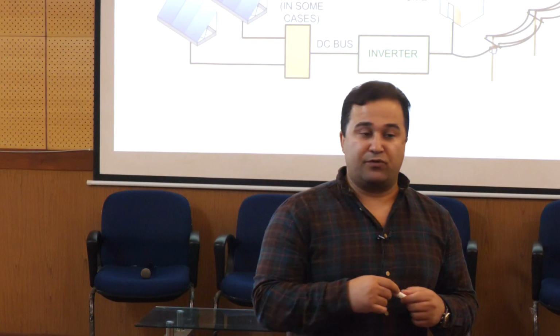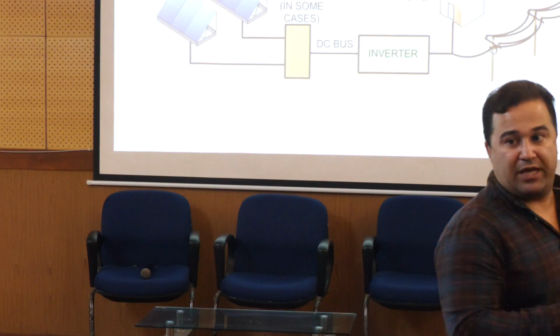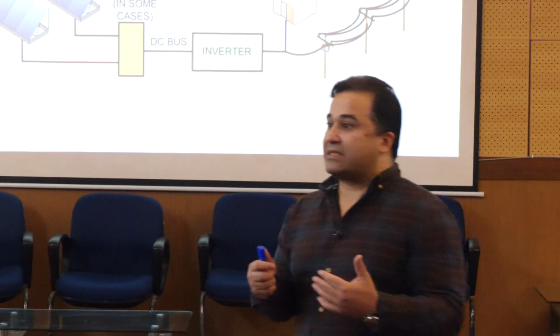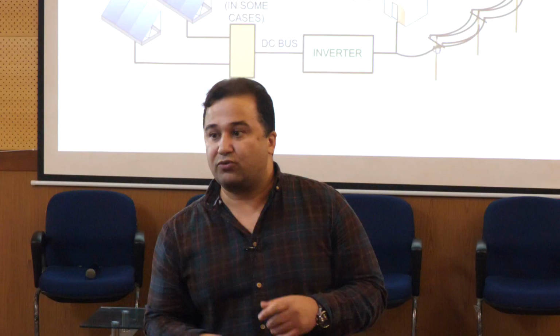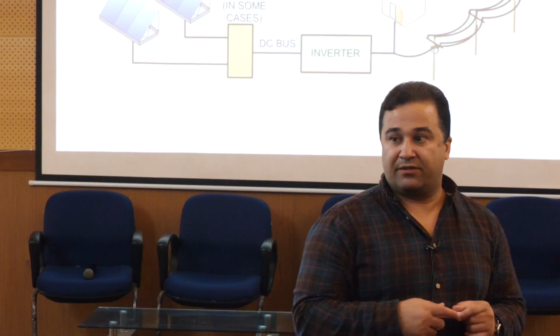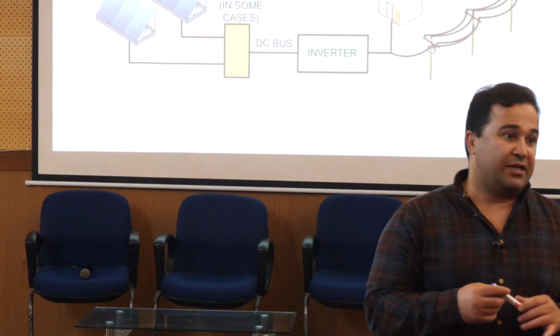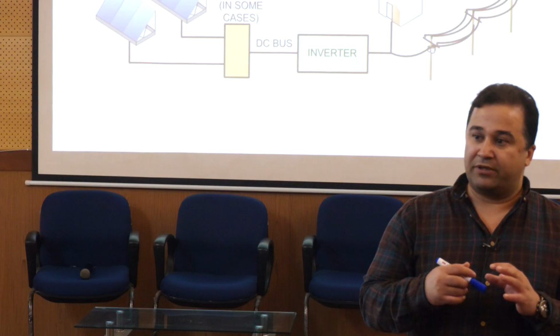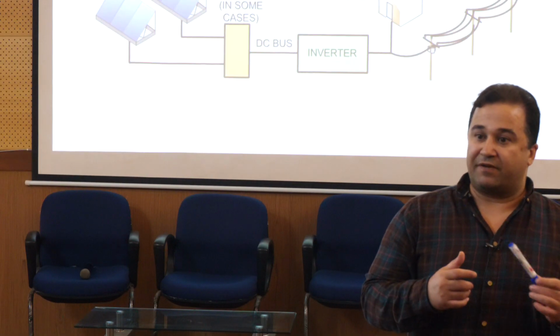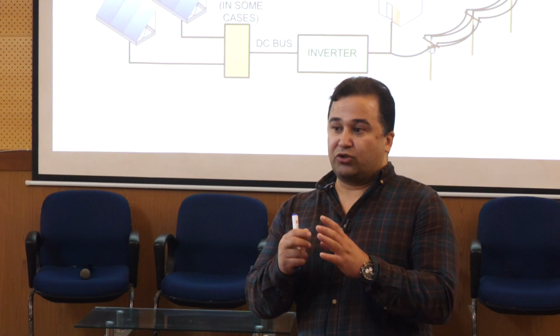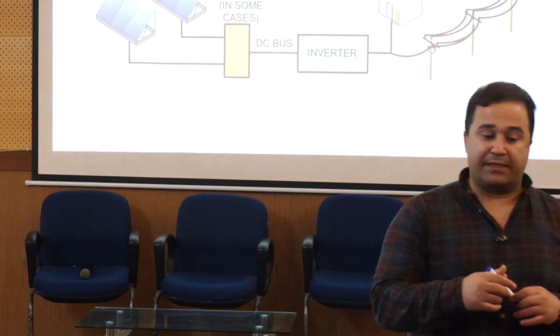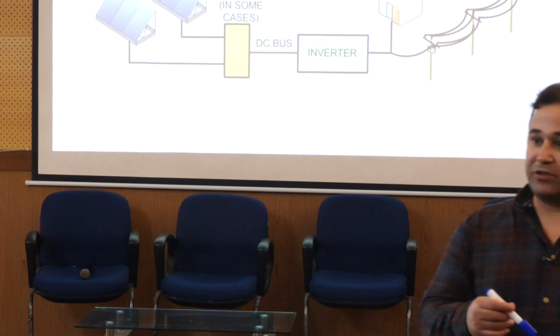So if you have a long line, more than 80, it makes economic sense that we buy the inverter and convert to DC, transfer it, and then convert to AC at the end. So this is the main reason that HVDC is more feasible when we are going to go more than 100 kilometers.